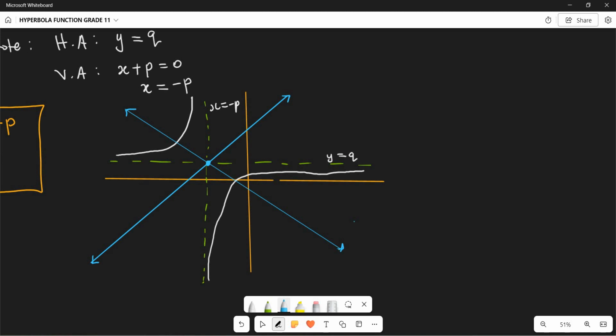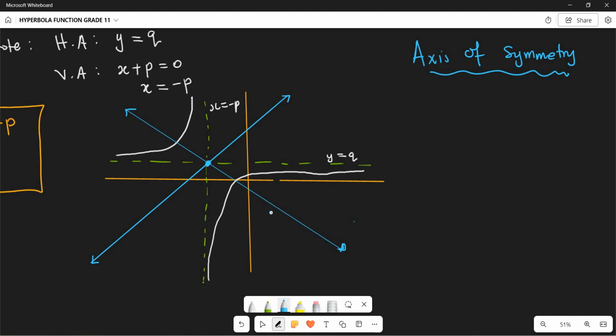I may not indicate the arrows, but just know that our graphs are continuous, unless we bring in restrictions, and you'll be informed of that. So let us look at the axis of symmetry. If you look at the lines, they are straight lines. They split the graph into two equal halves.